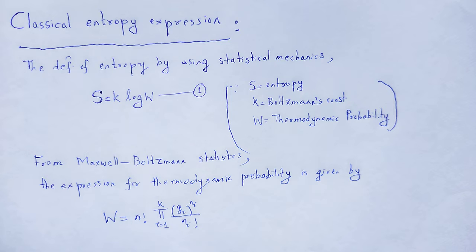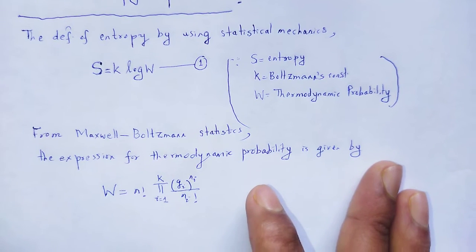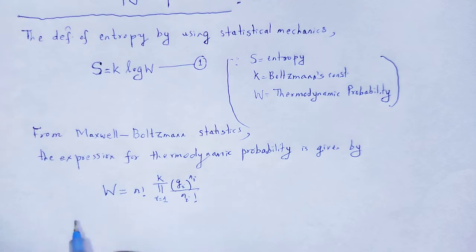We are almost familiar with these terms, where n is the total number of particles, gi is the number of elementary cells, that is, as we divide the ith compartment or ith interval, and ni is the number of particles in the ith compartment. This is the expression for thermodynamic probability by using Maxwell-Boltzmann statistics. Let me take logarithm on both sides.